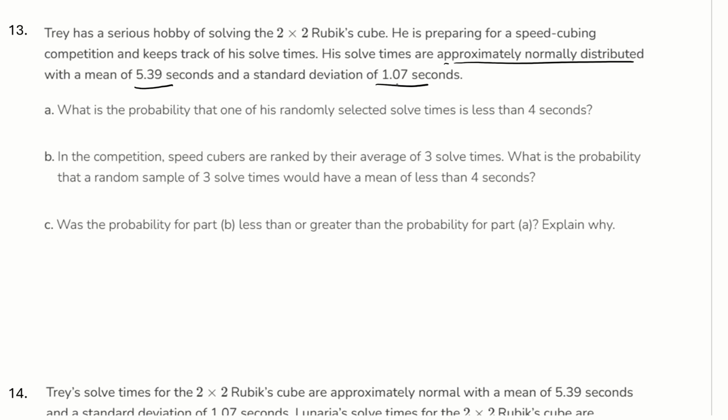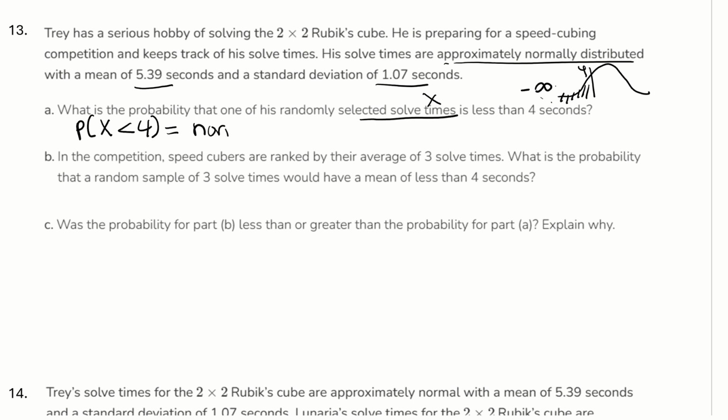Okay, so one of his randomly selected solve times, that's x. If x is the solve time, then they're talking about x, not x bar. So the probability that x is less than 4 seconds. We're going to use normal CDF. It's normally distributed, and we're looking at less than 4 seconds. So the lower value is negative infinity, and the upper value is 4, right? So it's from there to there.